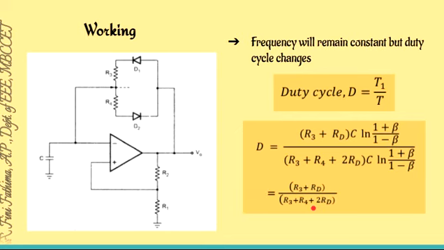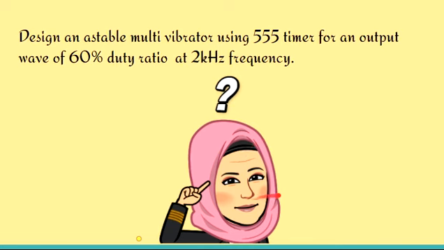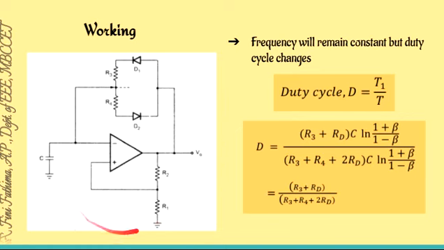Okay, so next I am giving you a question, you have to solve this. So here just remove this 555 timer. Instead of this, you have to design an astable multivibrator for an output waveform of 60% duty cycle at 2 kilohertz frequency. Instead of the 555 timer, we are using our 741 IC. For that, you have to first draw the circuit, assign beta equal to 0.46, and find out the values for R1 and R2.